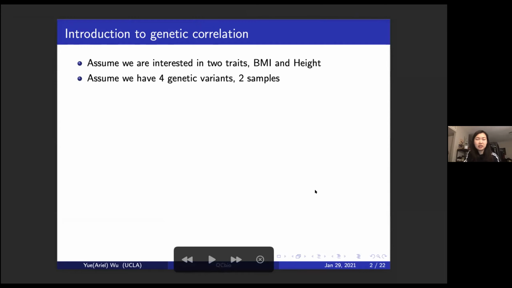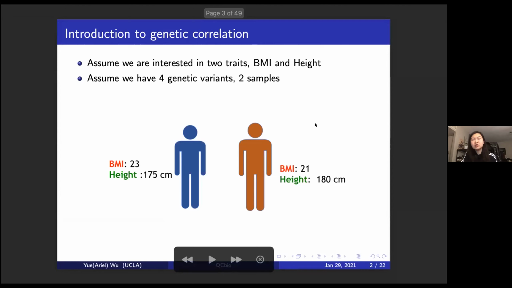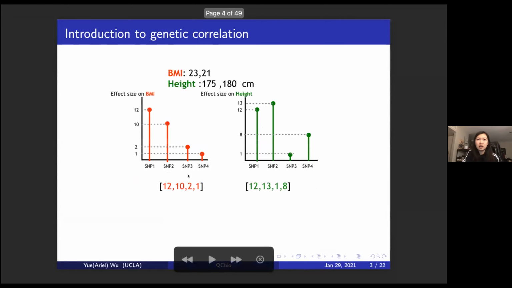Here we have a toy example. Assume that we are interested in two traits. One is BMI and one is height. And just to make the toy example simpler to understand, we assume we have 4 genetic variants and 2 samples that have observations on these 2 traits. And then for each phenotype, we try to estimate the effect sizes on these 4 genetic variants. The red ones are the effect sizes on BMI, and the green ones are the effect sizes on height.